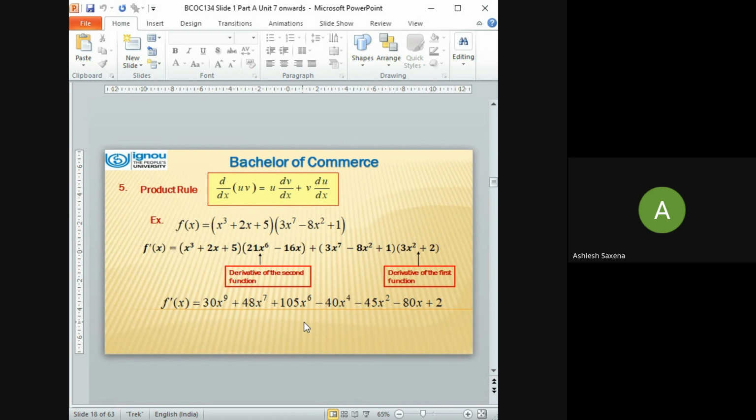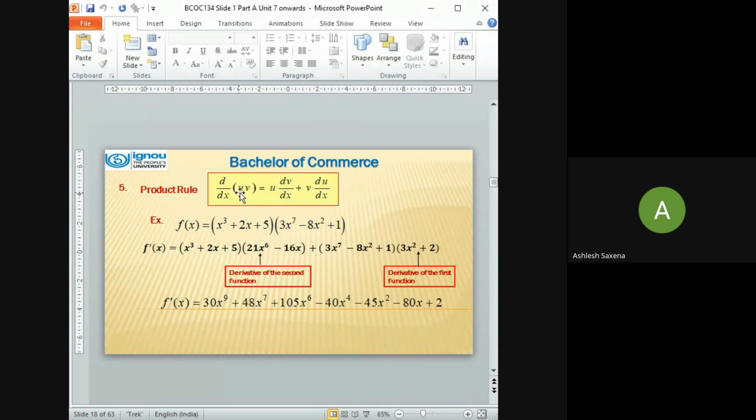See to it, keep the first function as it is. Differentiate the second one. Plus, keep the second term as it is. Differentiate the first one. See very carefully what is being done.